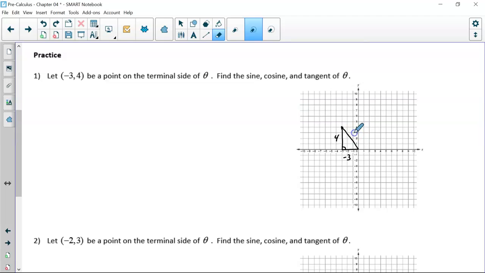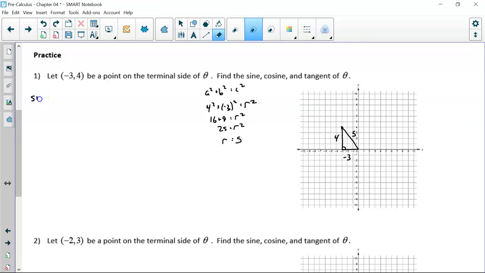Now what we have to do is find the hypotenuse of that triangle, the radius. So a squared plus b squared equals c squared. So 4 squared plus negative 3 squared equals r squared. So we get 16 plus 9 equals r squared, 25 equals r squared, r equals 5. And that's a positive. The hypotenuse is always going to be a positive value. So now we can find the sine, cosine, and tangent.